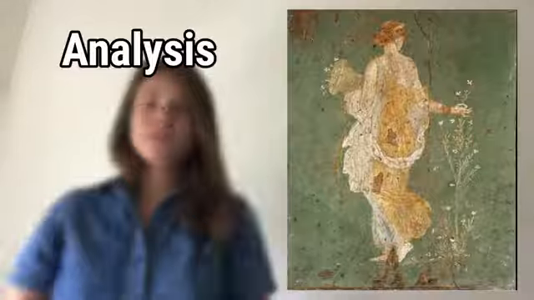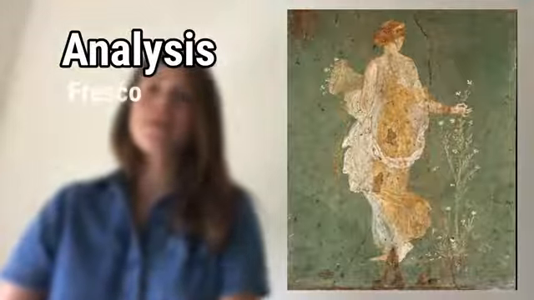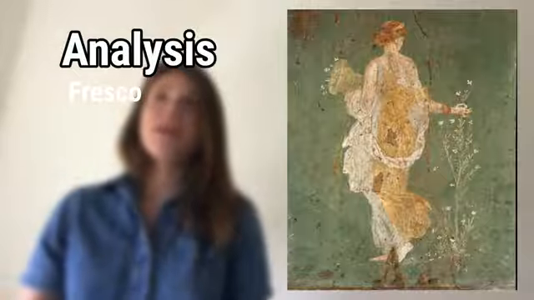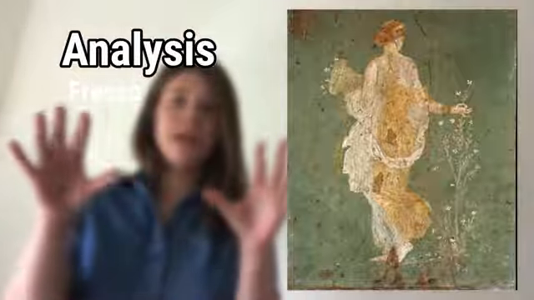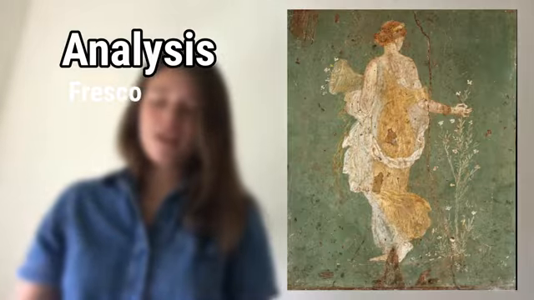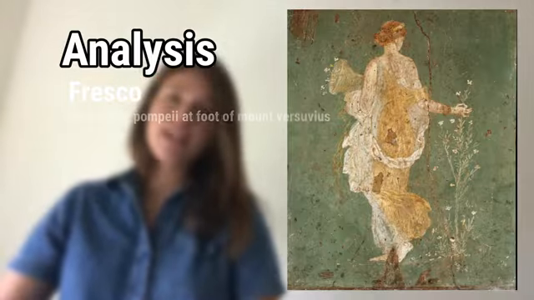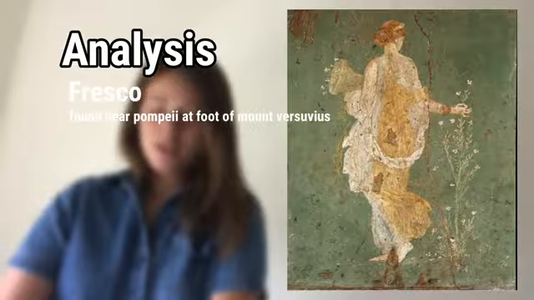The second part of the Feldman method is analysis. Some important things to note about maiden gathering flowers is that it was a fresco, which means the paint was actually put into the walls while they were being made in the villas, and they found it in a small countryside town near Pompeii at the foot of Mount Vesuvius.